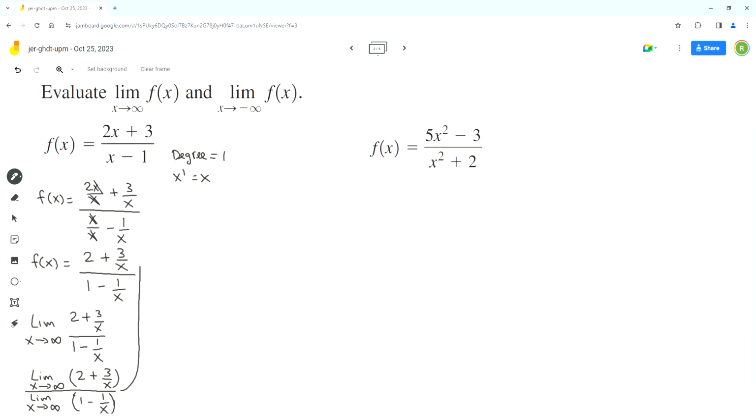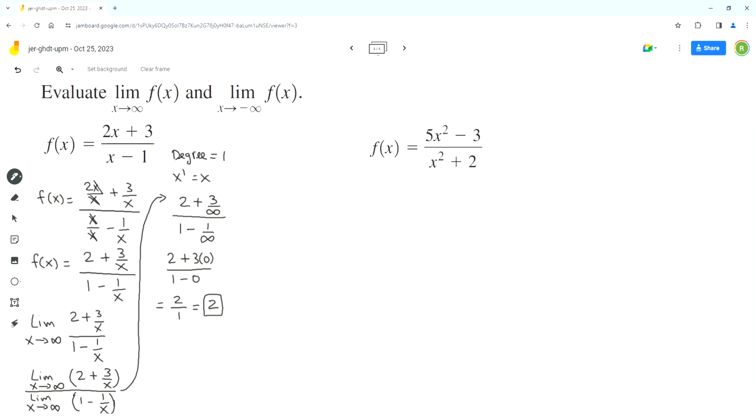Now we can continue on this side. In the next step, we can apply the limit in the numerator and the denominator. So we get 2 plus 3 over infinity over 1 minus 1 over infinity. Now infinity in the denominator makes that term equal to 0. So we get 2 plus 3 times 0 over 1 minus 0. In the numerator, 3 times 0 is 0. So we are left with just 2 in the numerator, and the denominator is just 1. So the final answer is 2 over 1, which is equal to just 2.